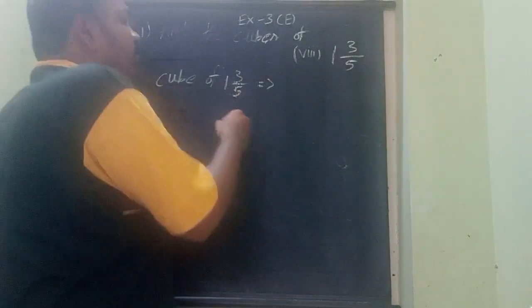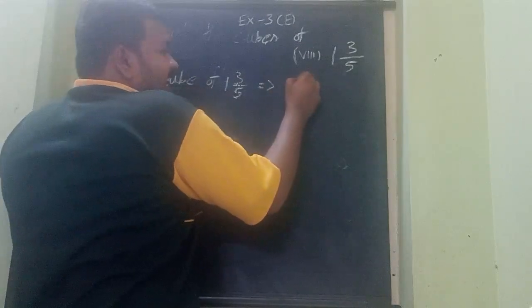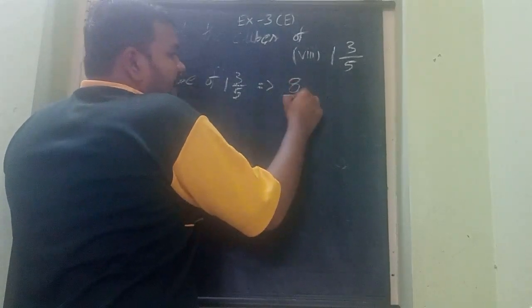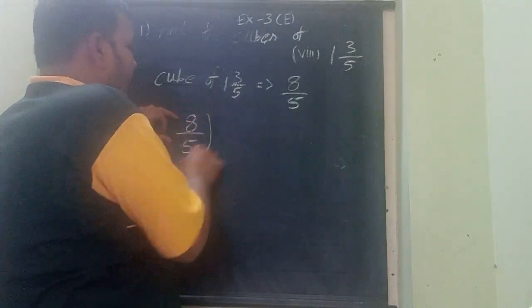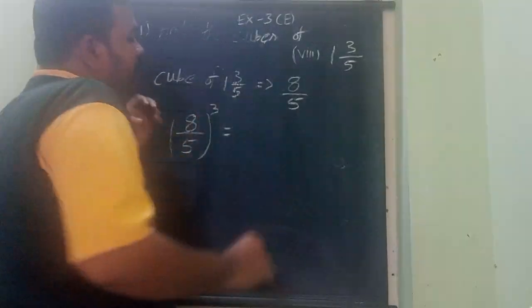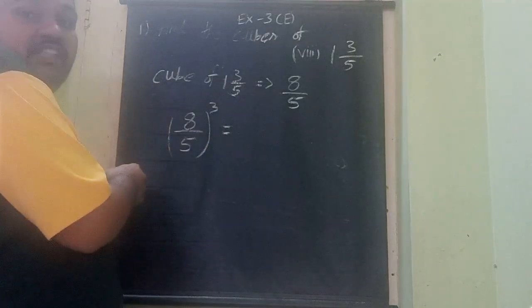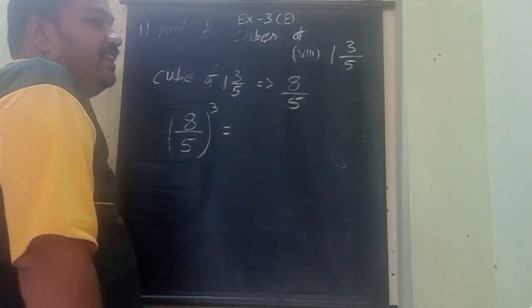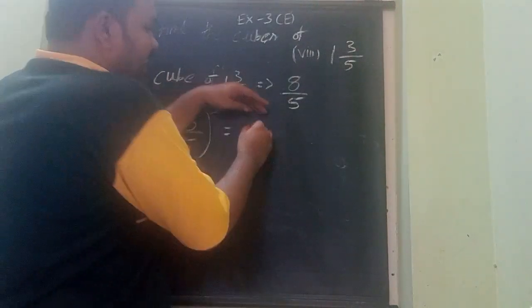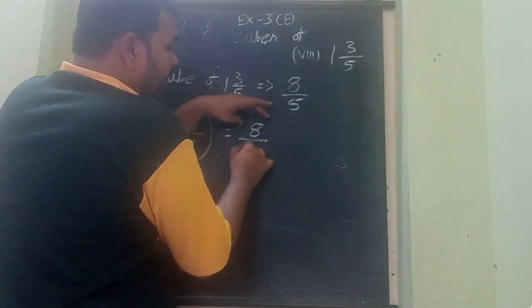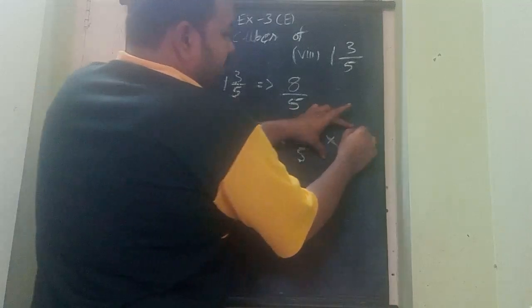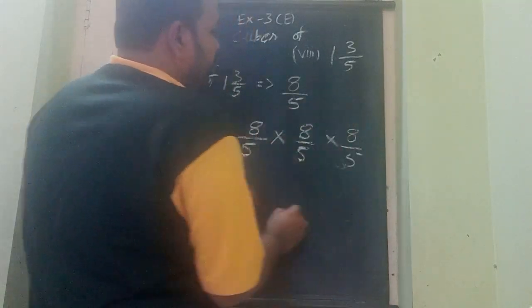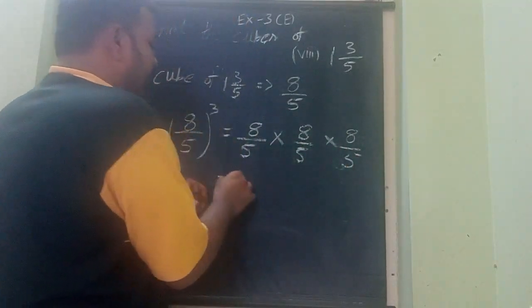Change the mixed fraction to an improper fraction. 5 ones are 5 plus 3 is 8, so 8 by 5. Now we have to find the cube of 8 by 5, 8 by 5 whole cube. Cube means multiplying the same number 3 times. But this is a fraction, 8 by 5, and we have to repeat this fraction 3 times: 8 by 5 into 8 by 5 into 8 by 5.